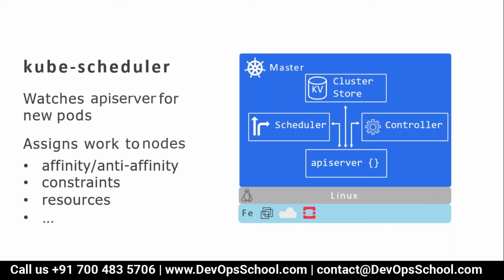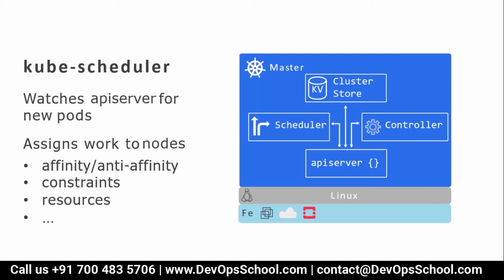and assign that work to the node. Yes, assignment is the scheduler's job. It's like a broker between the API server and the node. The scheduler keeps watching the API server for new requests and assigns work, meaning pods, to the nodes, and it can be influenced with many things.